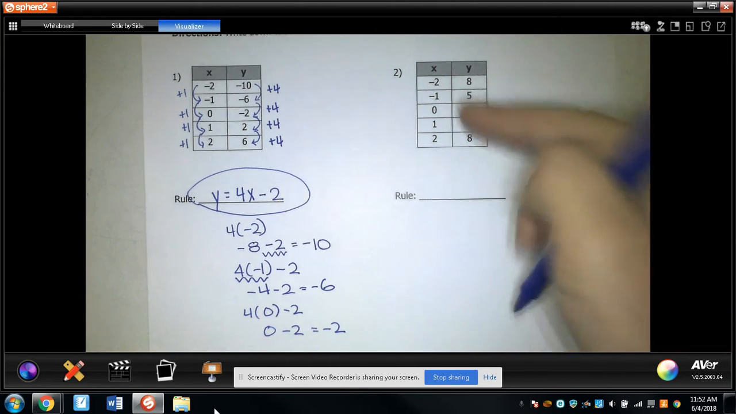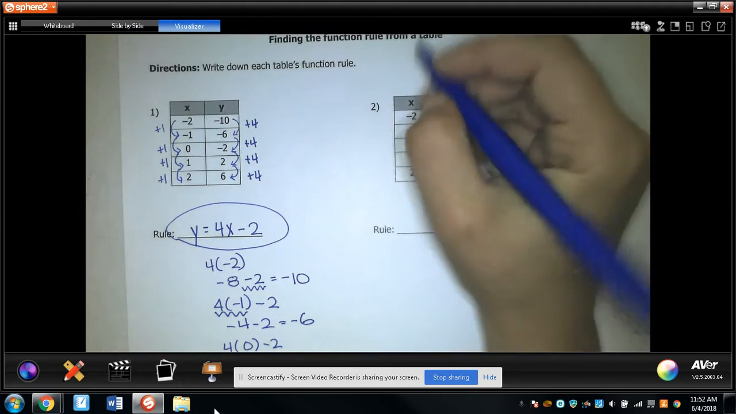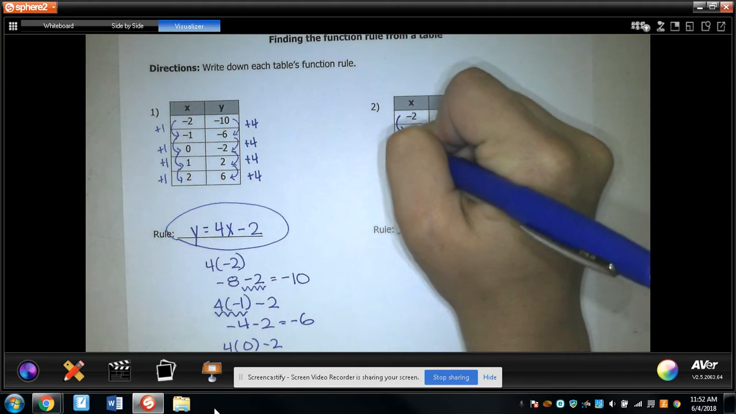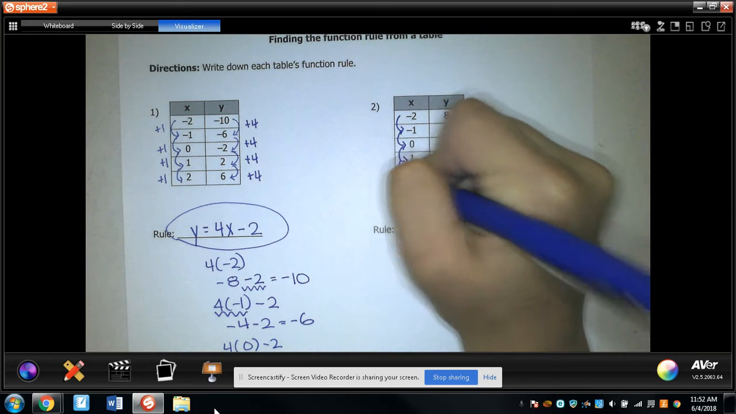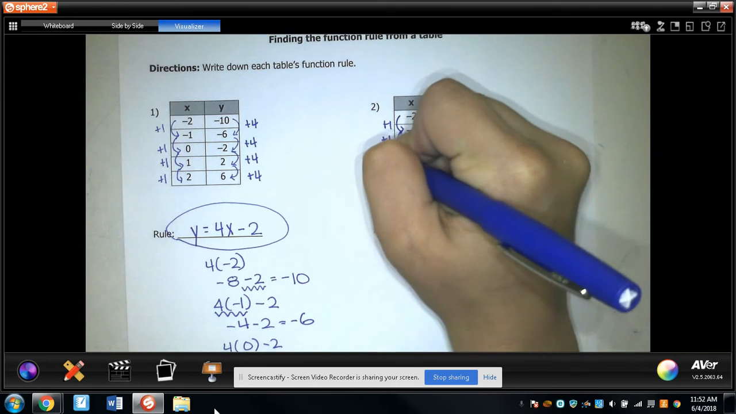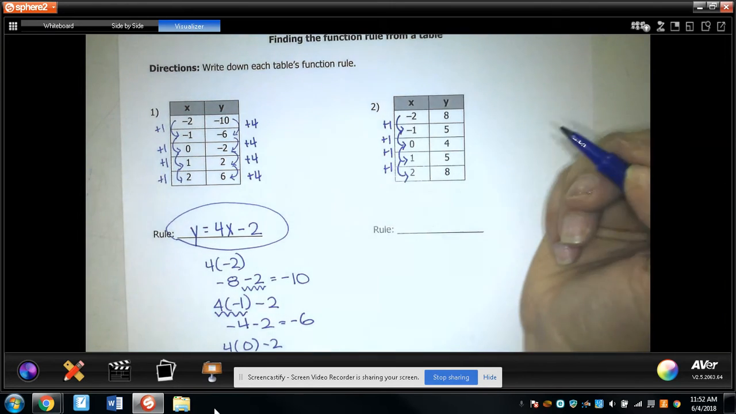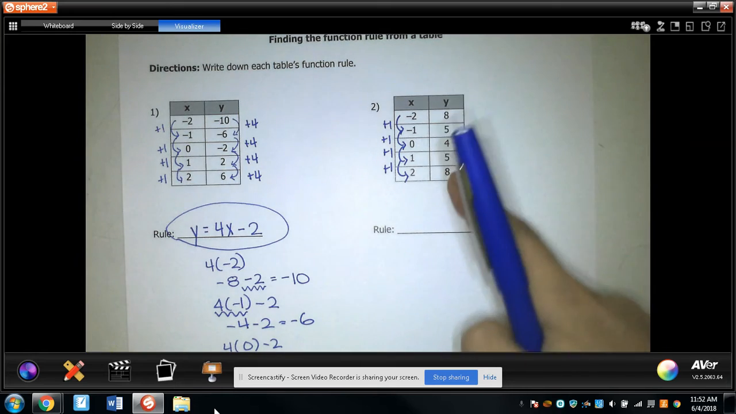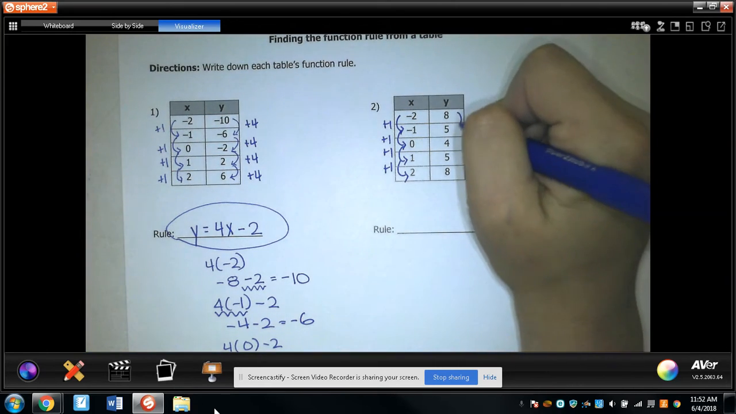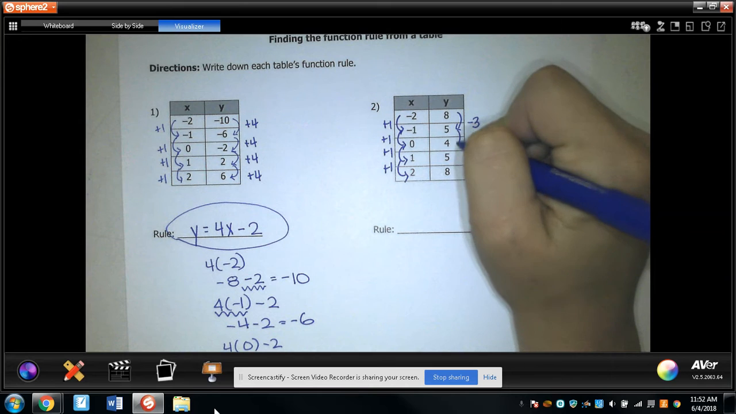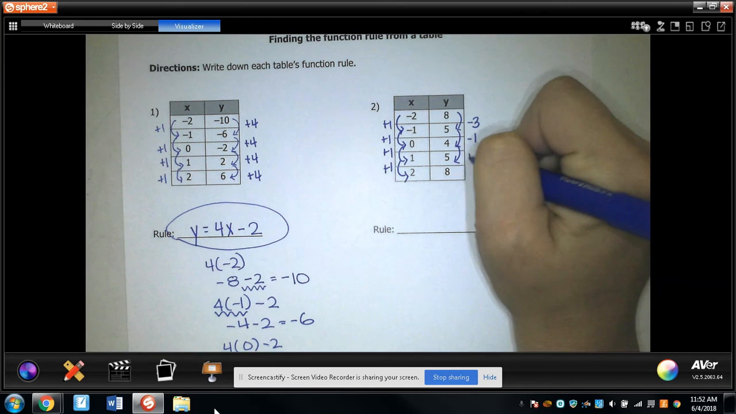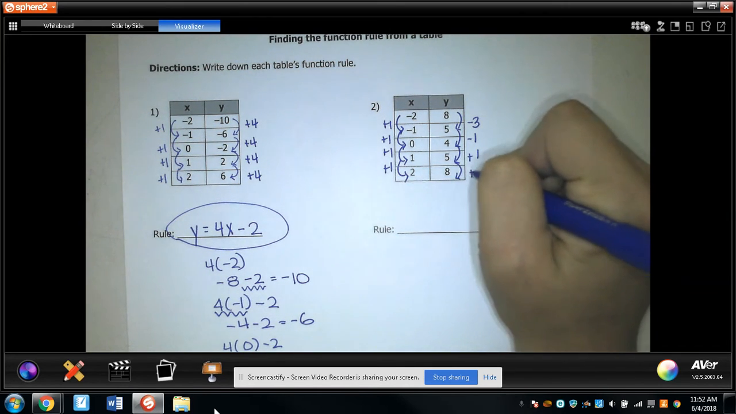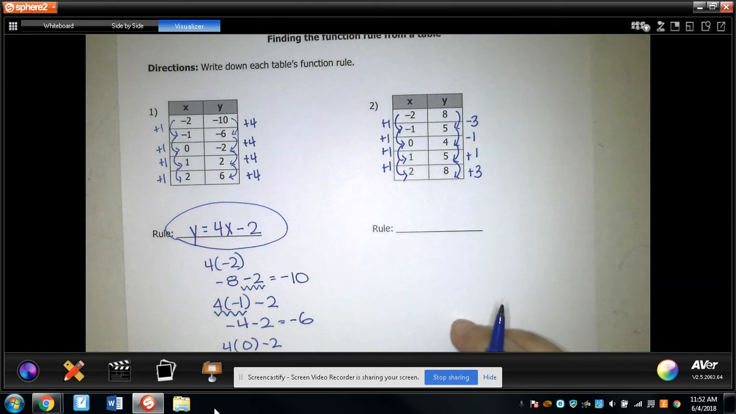All right, so let's try that same thing with this table over here. First, I check my x columns and make sure that they're consecutive. So I'm going to add 1, add 1, add 1, add 1. So yes, these are consecutive numbers. So therefore, I'm going to see if there's a pattern over here. I subtract 3, I subtract 1, I add 1, I add 3. Okay, since there's not a constant rate of change, I don't really have a slope here.